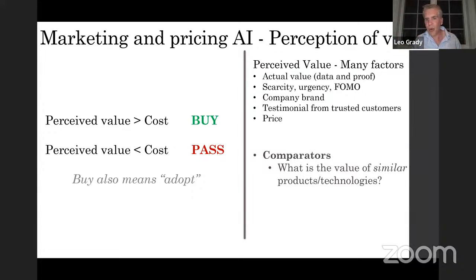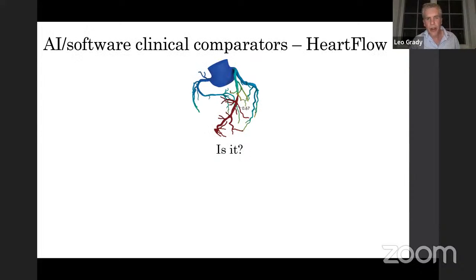And so the perception of value of how you think about AI and what are similar products and technologies matters a lot into how you describe the value, how you communicate the value, how you price and market these technologies. And so I just want to give you one example to help you understand what I mean here. This is something that we struggled with at HeartFlow.